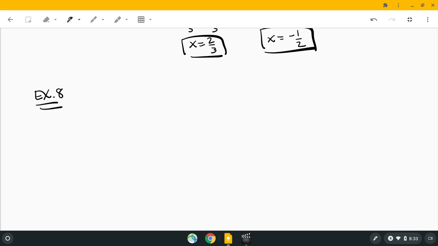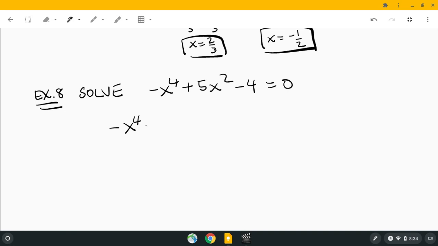Example 8, solve. Suppose that you have negative x to the 4th plus 5x squared minus 4 equals 0. This one is quadratic in form, okay? All right, so let me bring this down. So we can still do our factoring here, but instead of x times x, we're going to be doing x squared times x squared to make x to the 4th.